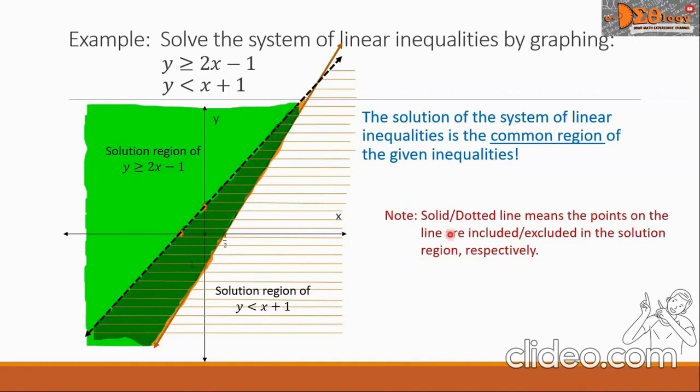Take note, solid or dotted line means the points on the line are included or excluded in the solution region respectively. In our solution region here, this line here is dotted and the line in here is a solid line. This is our final answer.